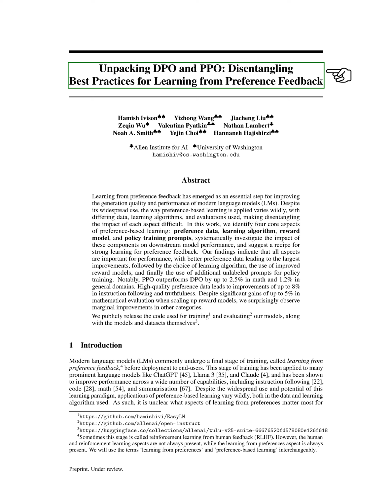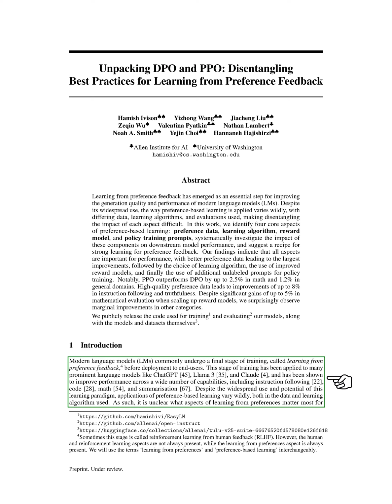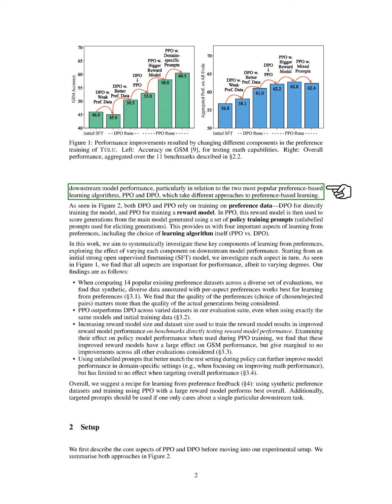Section: Introduction. In this section, we explore the final training stage of modern language models, LMs, known as learning from preference feedback. This training phase has been beneficial for models like ChatGPT, Llama 3, and Claude, enhancing their performance in various tasks such as instruction following, coding, math, and summarization. However, the methods used for preference-based learning differ widely, making it unclear which aspects are most crucial for model performance.